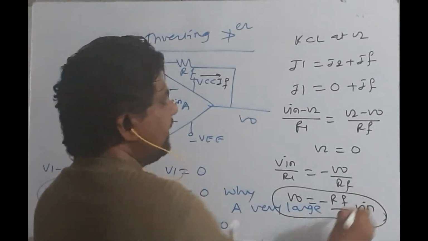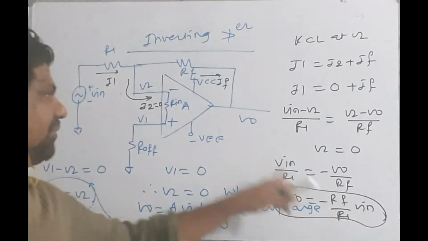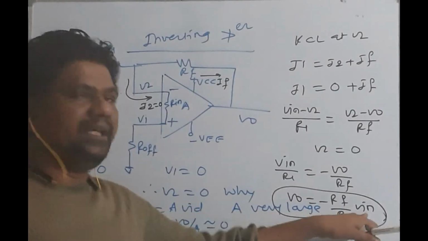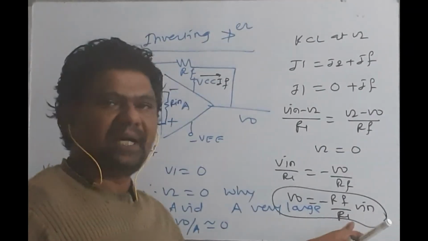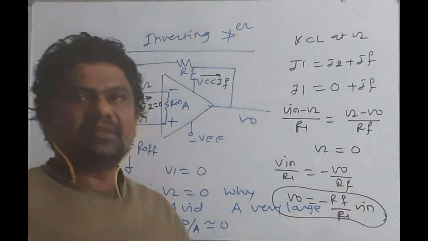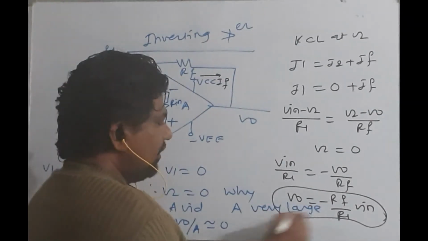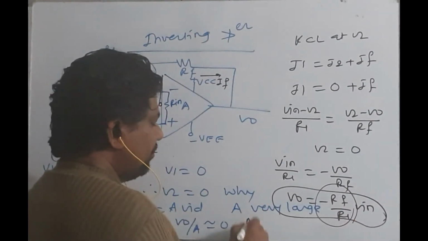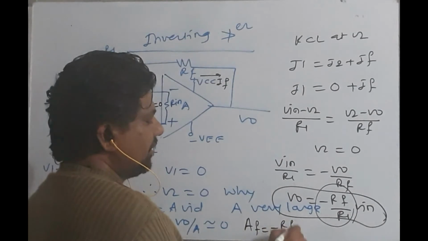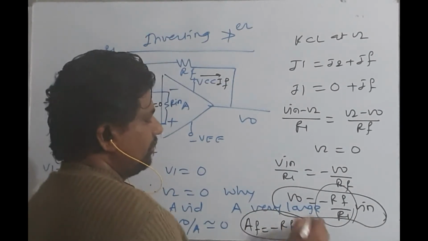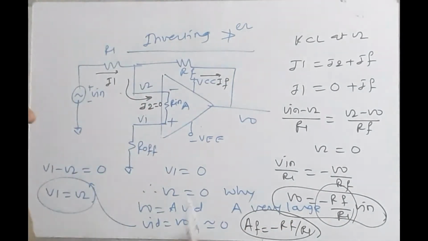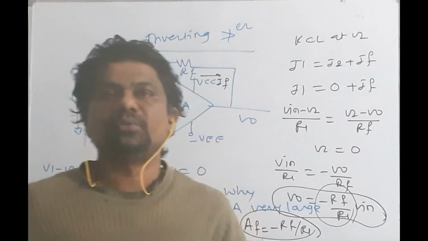Now here the negative sign indicates that your output is 180 degrees out of phase with reference to the input. So K is nothing but your scaling factor, or RF upon R1 is nothing but the closed loop gain. So here you have a negative gain. So AF is equal to minus RF upon R1. Get this point? So this is about the inverting amplifier, where the output is 180 degrees out of phase with reference to the input.